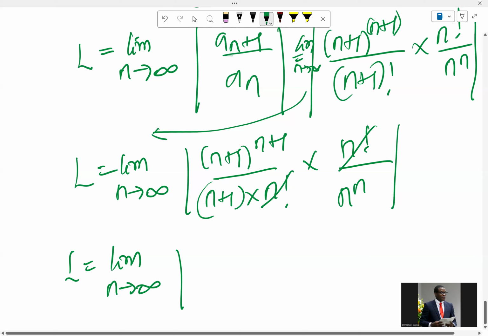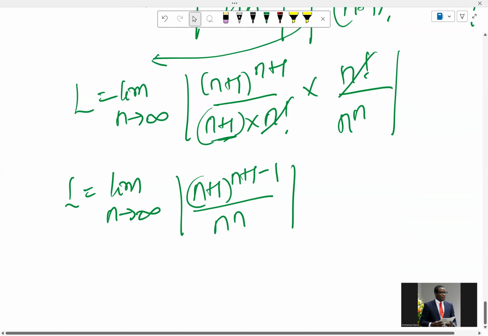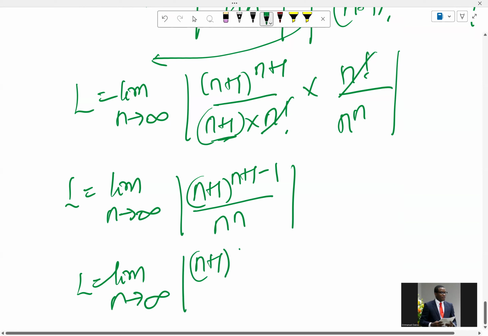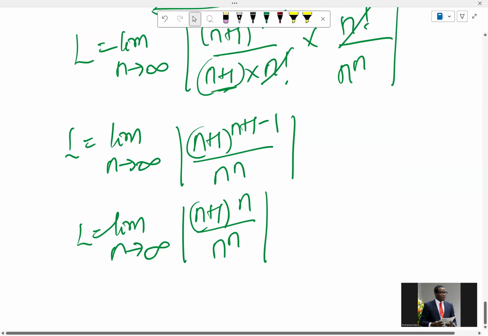plus 1, and there's one n plus 1 here. So if you take this one out of it, so it's more like you have n plus 1 raised by n plus 1 minus 1, dividing by this one. And all of that is divided by n raised by n. So we have L to be limit as n approaches infinity for n plus 1 raised to power n all over n raised to power n.